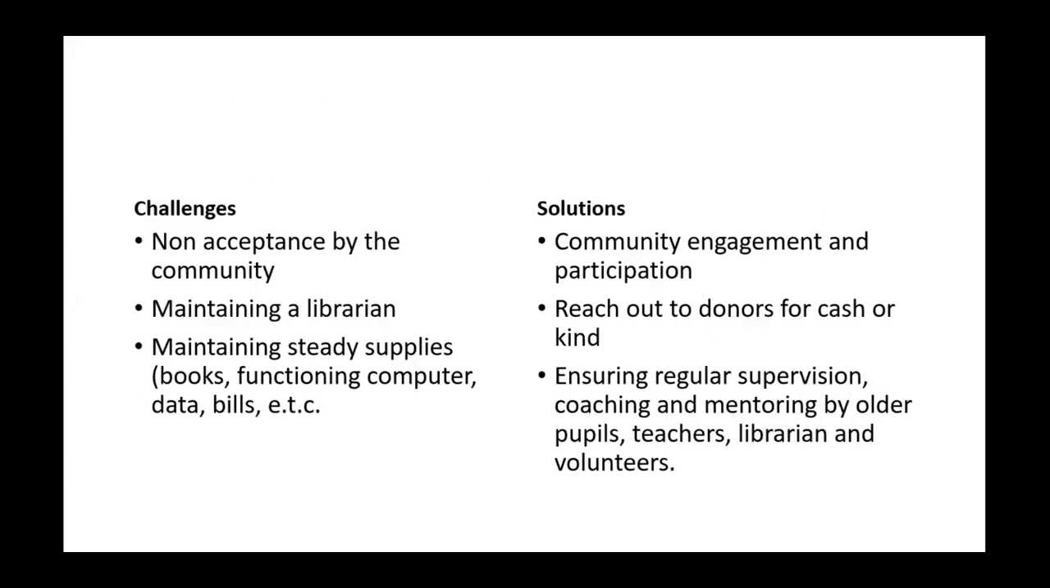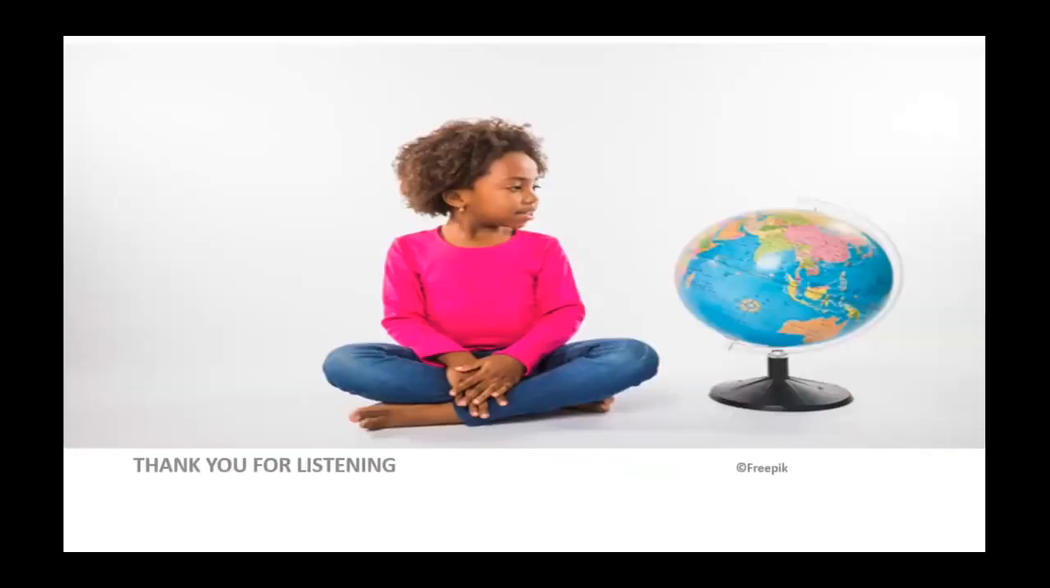Now, I don't think we'll not have challenges. There could be non-acceptance by the community. How do we maintain a librarian? How do we maintain steady supplies like books, functioning computer, pay the bills? Well, I've tried to provide some solutions, but I will not mind help. We should make sure that the community is engaged and they participate. There's ownership by the communities. We should reach out to donors. Donors can give us cash or kind, and we should ensure regular supervision, coaching, and mentoring by the older people in the schools, the teachers, the librarians, and volunteers.